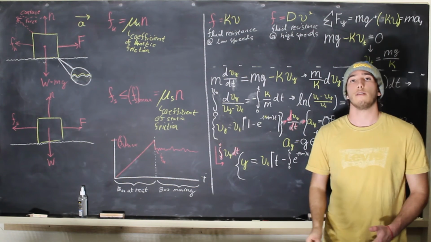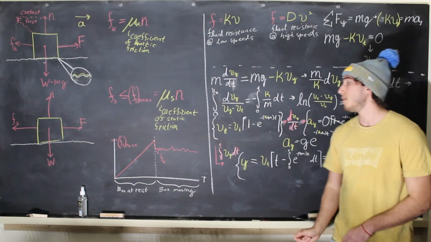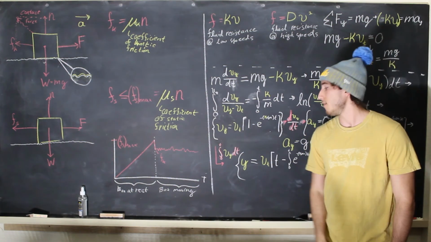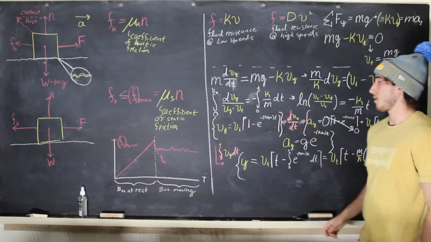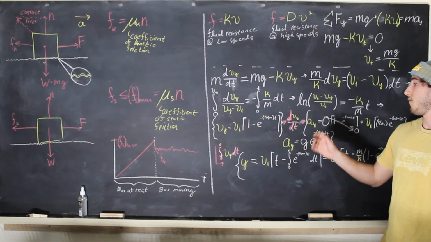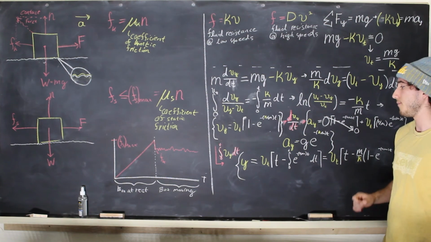And so a_y is equal to g times e to the power of negative k over m t. If we want to get the relationship of position with respect to time, then we integrate v_y with respect to t. We're going to be left with two integrals, which are going to be v_t dt and v_t times e to the negative k over m t dt.